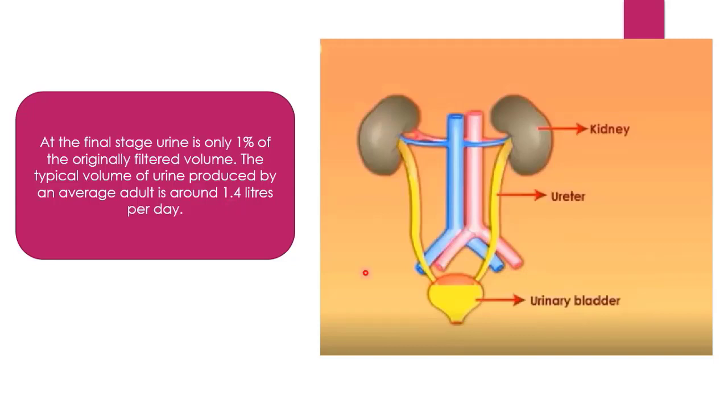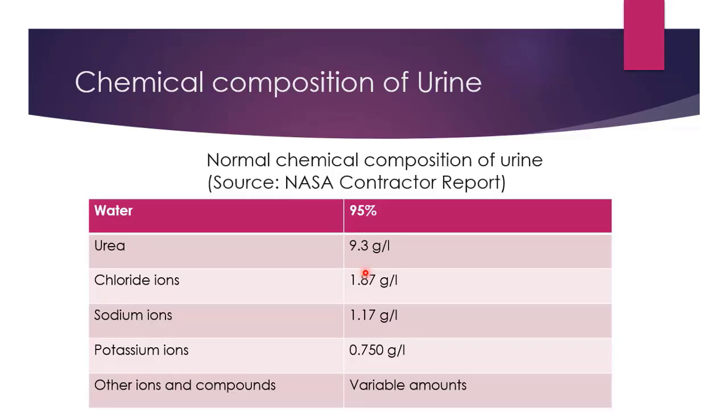Now we will see the chemical composition of urine in our body. It consists of some chemicals with specific concentration or percentage. First of all, water is 95%, urea is 9.3 gram per liter, chloride ions are 1.87 gram per liter, sodium ions are 1.17 gram per liter, potassium ions are 0.750 gram per liter, and it also has some other ions and compounds which have variable amounts.